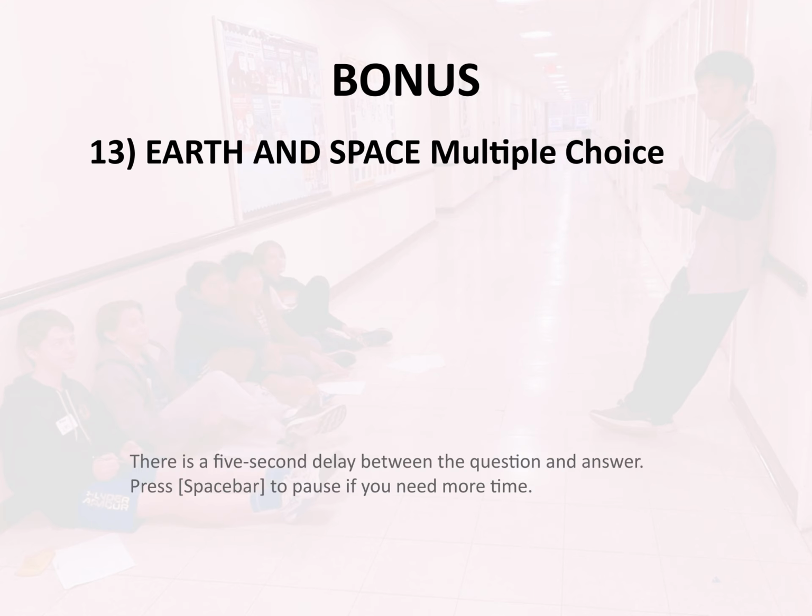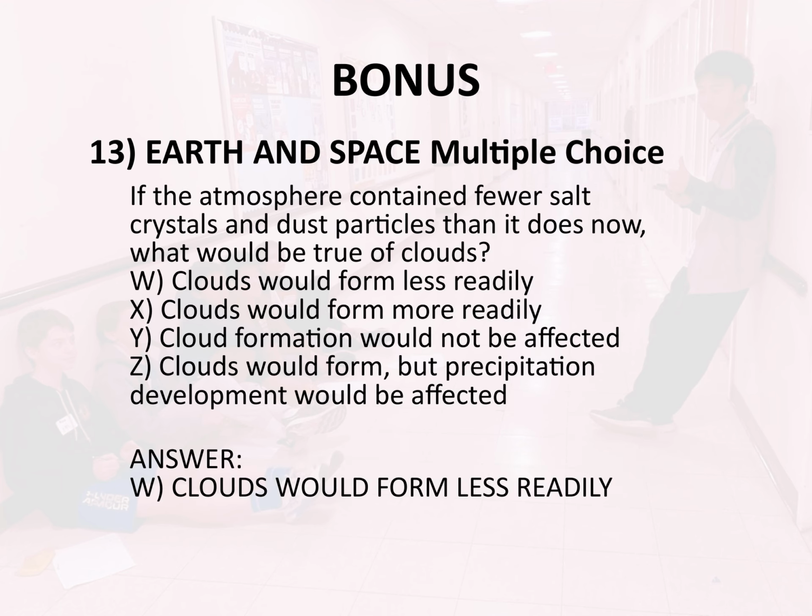Bonus 13. Earth and space. Multiple choice. If the atmosphere contained fewer salt crystals and dust particles than it does now, what would be true of clouds? W. Clouds would form less readily. X. Clouds would form more readily. Y. Cloud formation would not be affected. Z. Clouds would form, but precipitation development would be affected. Answer. W. Clouds would form less readily.